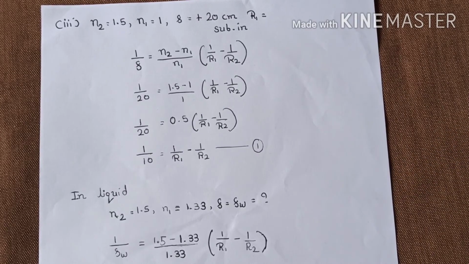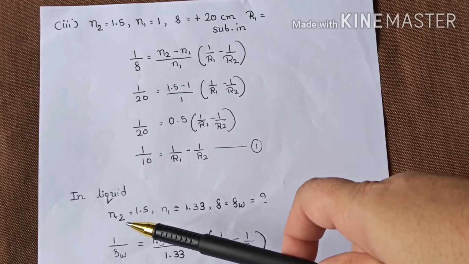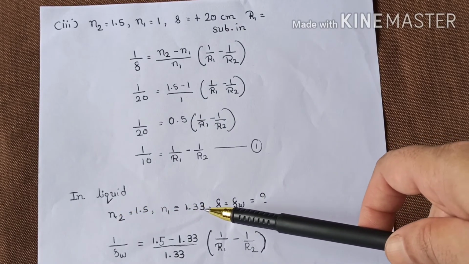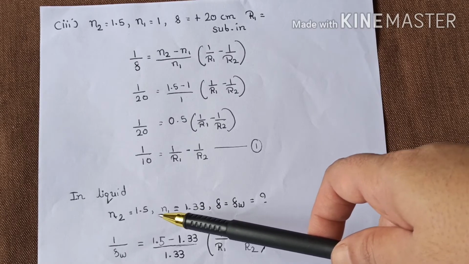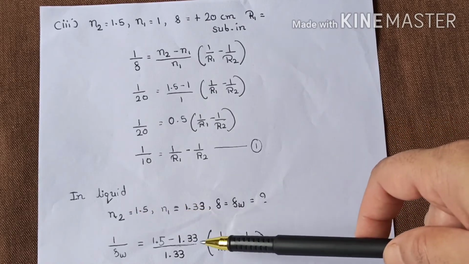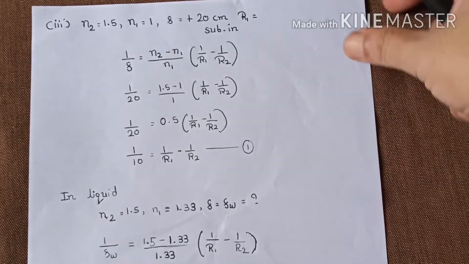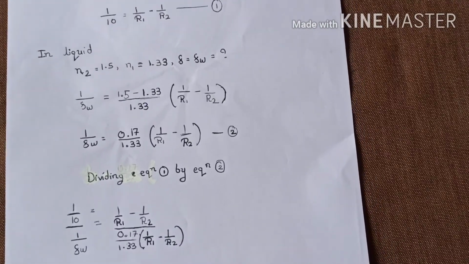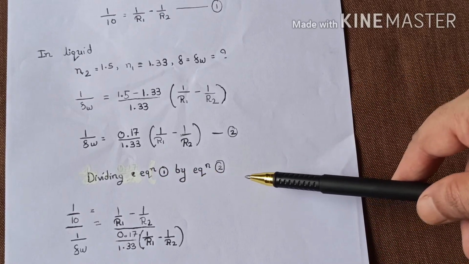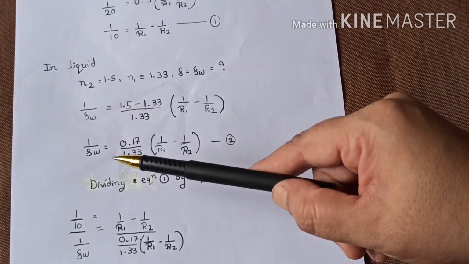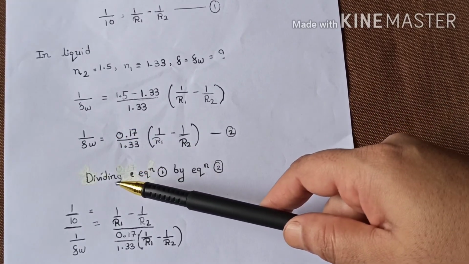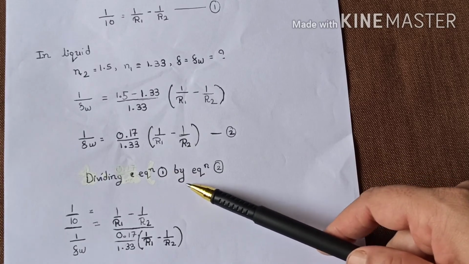When you are immersing it in liquid, then the medium in contact with the lens is no longer air, but rather water. So n2 is 1.5, but n1 is not 1 but 1.33. Substitute all those and you will be able to reach expression number 2. Simply substituting the values. FW is not known, mind well. You should not take that equal to 20, but it is to be found. So we'll come to expression number 2 with the substitution of n1 and n2.